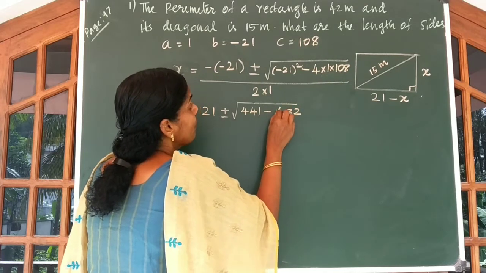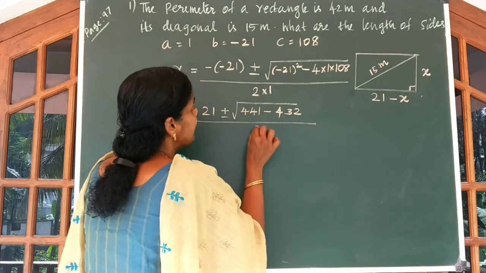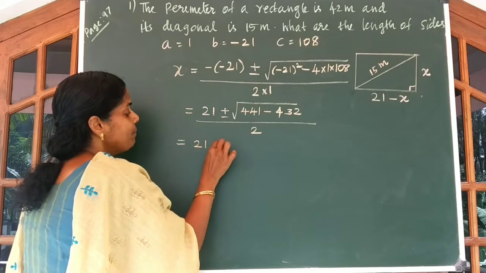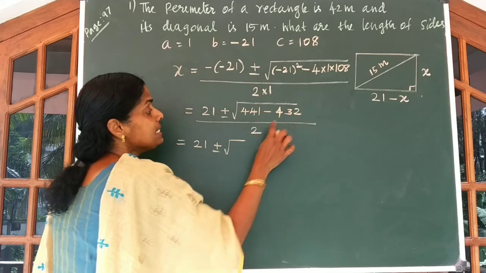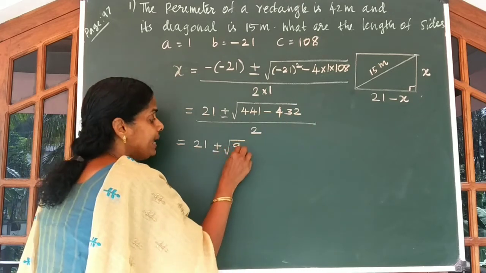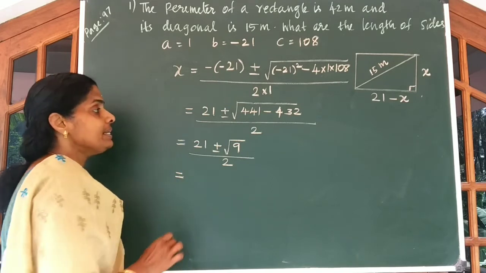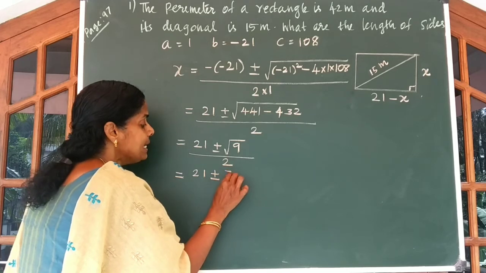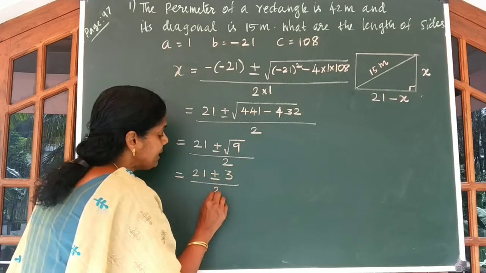gives you 432. Whole thing divided by 2. Now this is equal to 21 plus or minus root of 441 minus 432 gives you 9. Whole thing divided by 2, or otherwise this is equal to 21 plus or minus 3. Root 9 is equal to 3. Whole thing divided by 2.